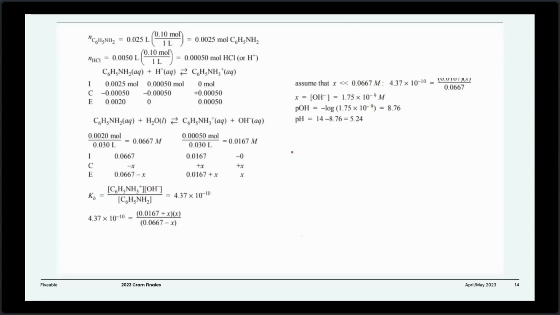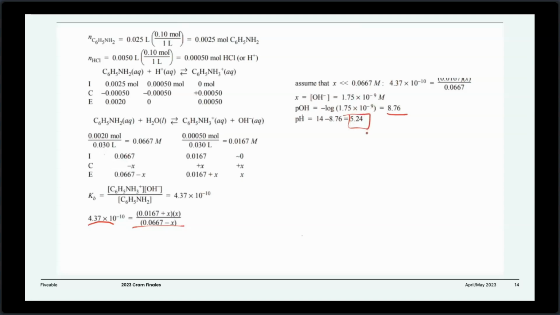For those of you who are interested in the second route, here's what that would look like. We set up another ICE table and put the concentration of aniline and the initial concentration of conjugate acid. We don't have the initial concentration of OH, we leave it as x. Then we plug it into our equilibrium constant, and this was found from part B. So we just plug that in, and we find that our x, or our OH, is going to be 1.75 times 10 to the negative 9th power. And from our formulas, we have pOH, which equals negative log 1.75 times 10 to the negative 9th power, and we get 8.76, and then 14 minus 8.76 is 5.24.